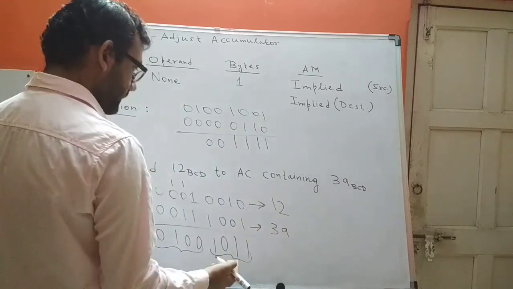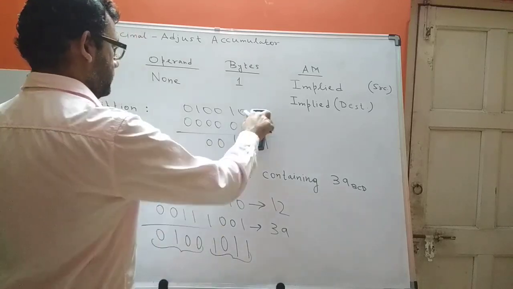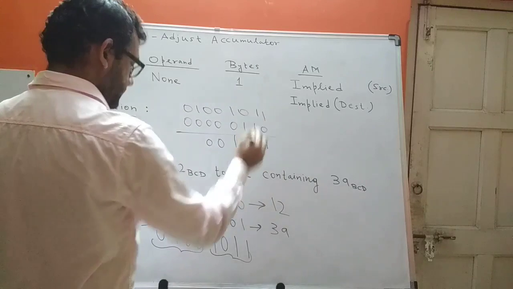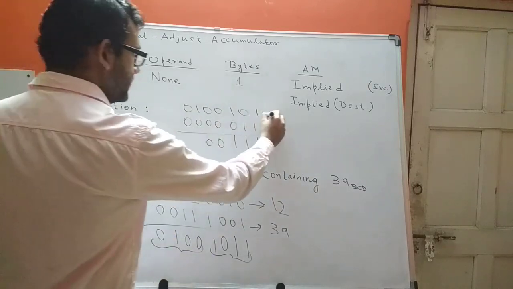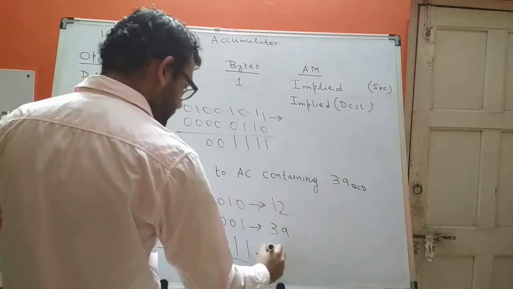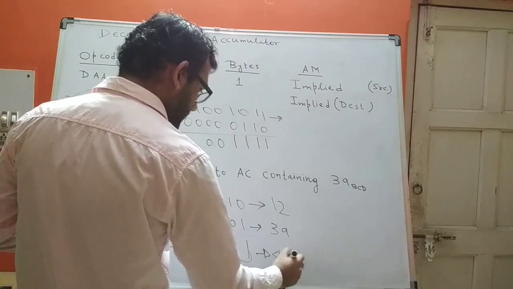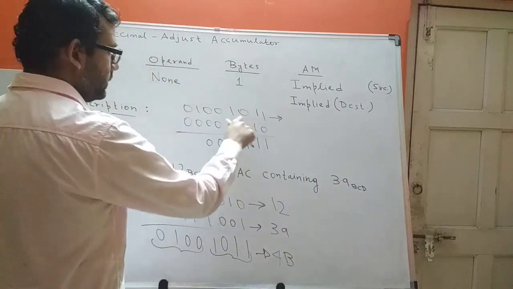Wait, have I made a mistake here? Oh, I'm sorry. This is 1, 0, 1, 1. I'm really sorry about that. This is 0, 1, 0, 0. This is my result, right? My result has come to 0, 1, 0, 0, which is 4, and 1, 0, 1, 1, which is B. So this is 4B.